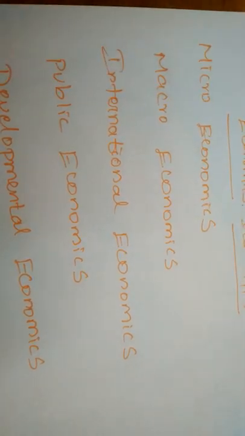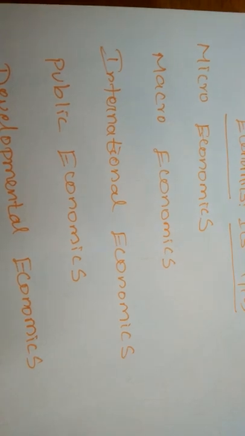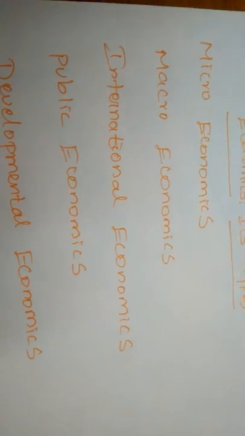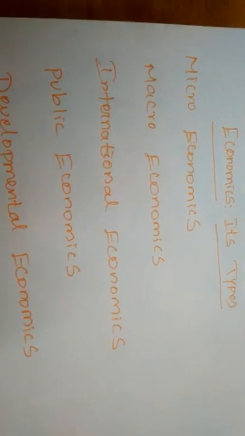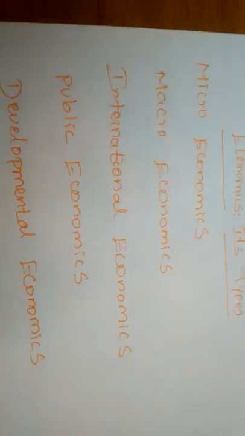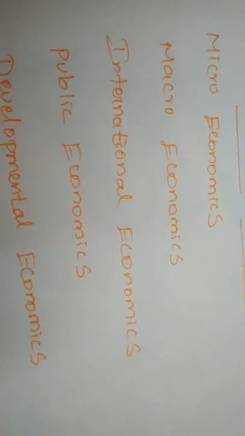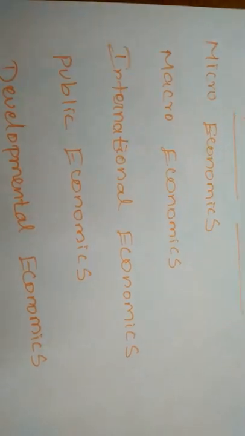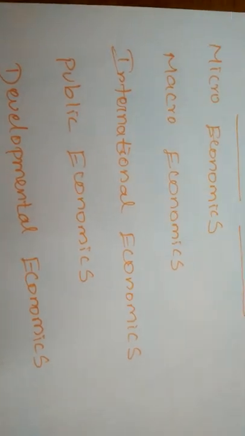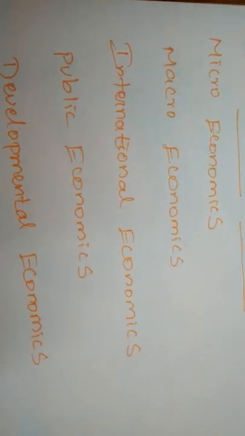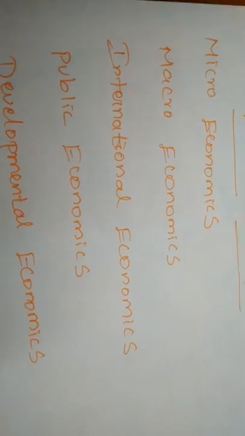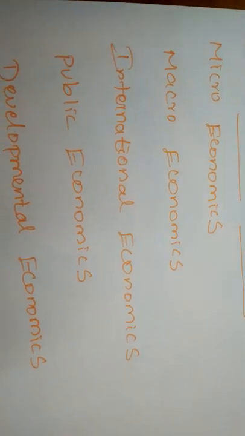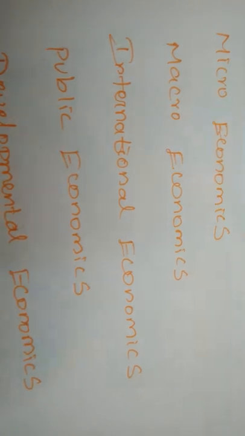It also studies how the combined action of buyers and sellers determines the prices. Normally the prices are determined on the basis of demand and supply only. Otherwise, the activity of the buyer and seller determines the price. So price determination and the activity of buyers and sellers are explained by microeconomics only.